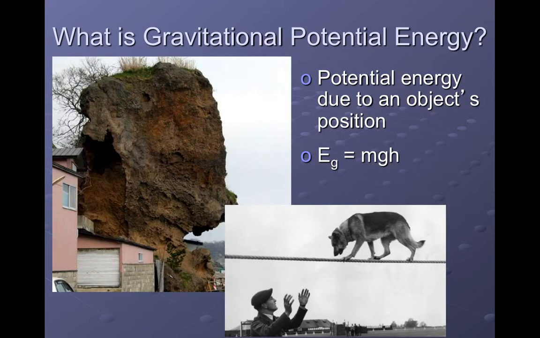What is gravitational potential energy? Gravitational potential energy is potential energy due to an object's position. It usually refers to how high it is above the ground. And it's real easy to calculate. It's mass times gravity times height. So mass times 9.8 times the height.